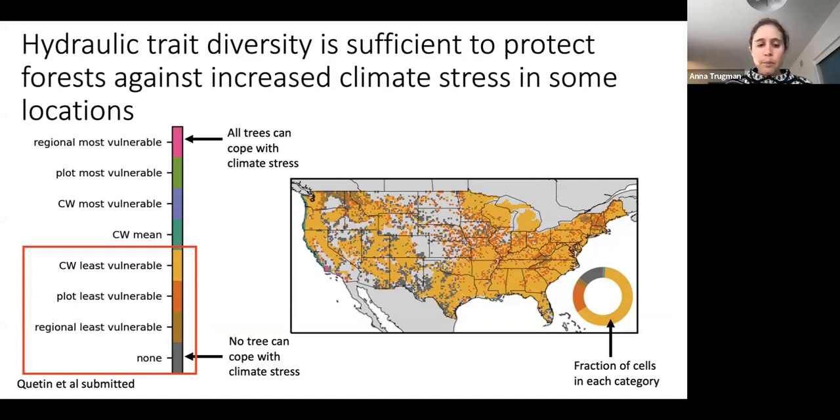And so there's a relatively minimal number of grid cells, maybe about 20%, where no trees could cope with the climate stress, mainly focused in the Western United States. Overwhelmingly, we found that it was required to have at least some shift in terms of forest composition to maintain historical levels of stress.